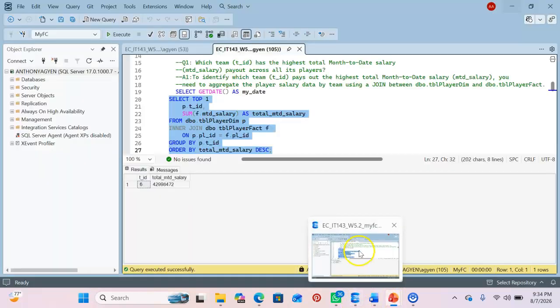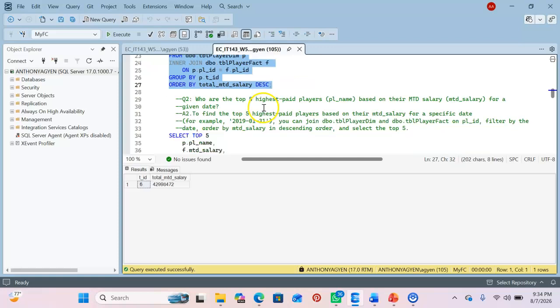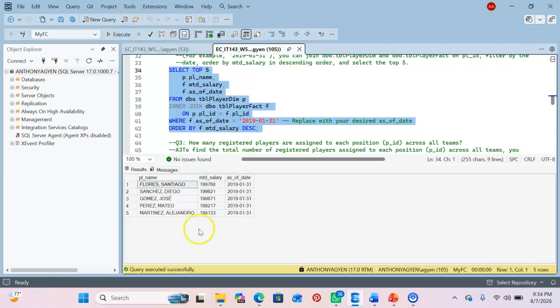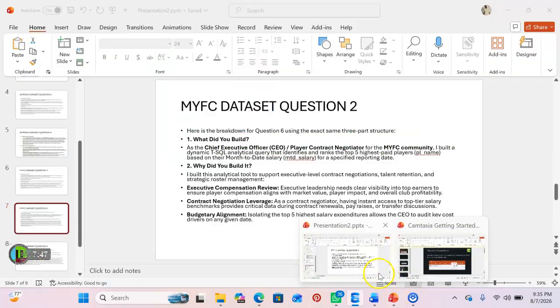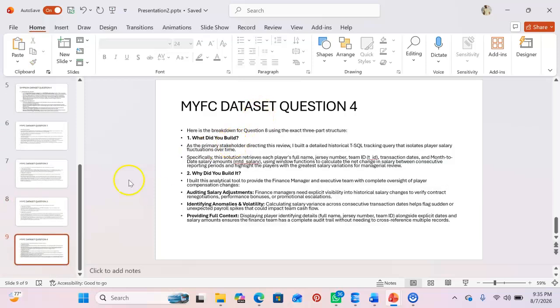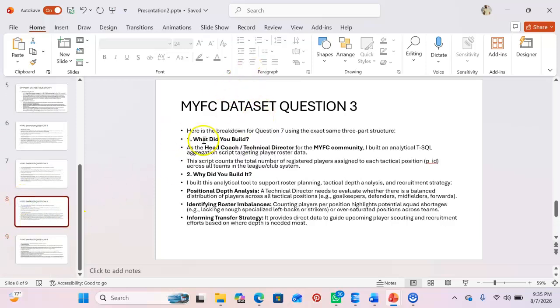So if we move on to the how, and if we execute this query, we get our result. So we did the SQL select statement to execute the how question. So we'll go ahead and move on to question 3. So how is the breakdown for the question?